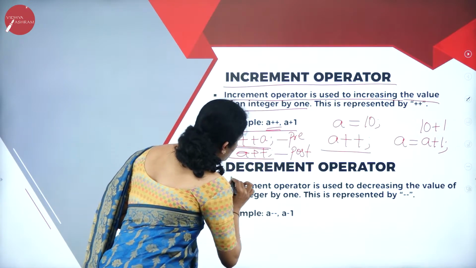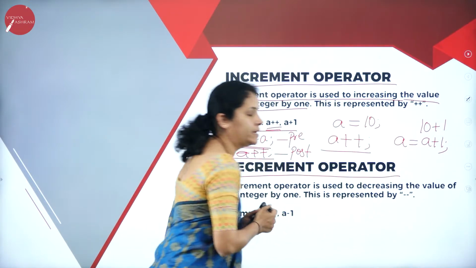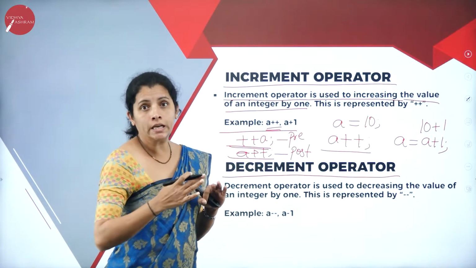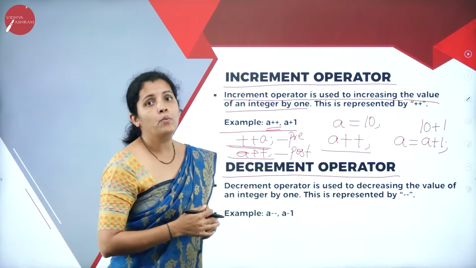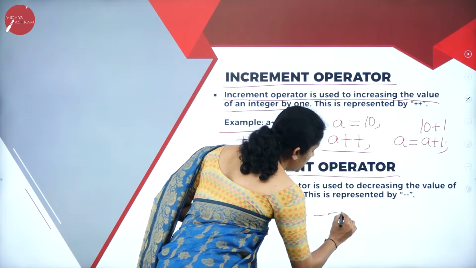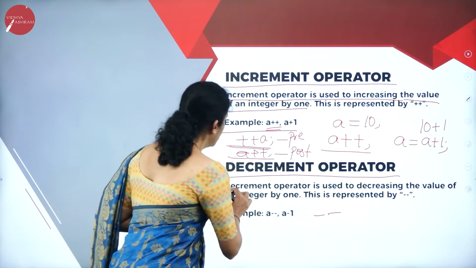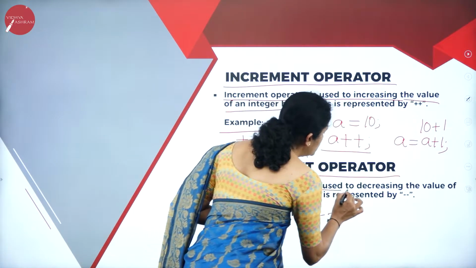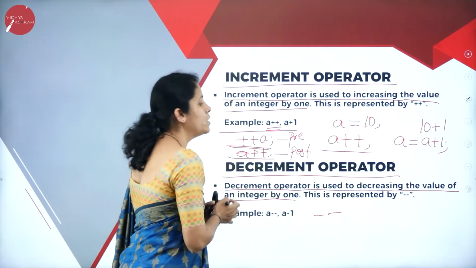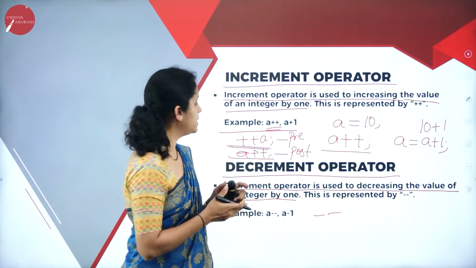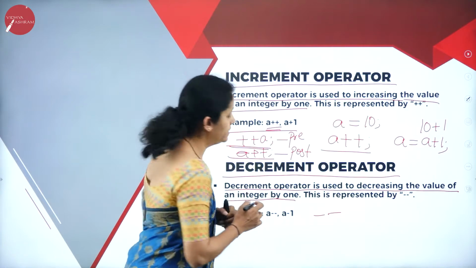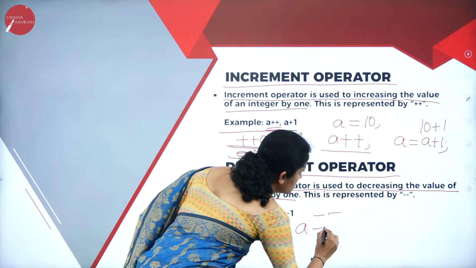Then we are going to have the decrement operator. So what is decrement? That means whenever you want to decrease the value by 1, that time we are going to have the operator, that is minus minus. The decrement operator is used for decreasing the value of an integer by 1, and it is represented by two minus symbols. Then how can I write? That is a minus minus.